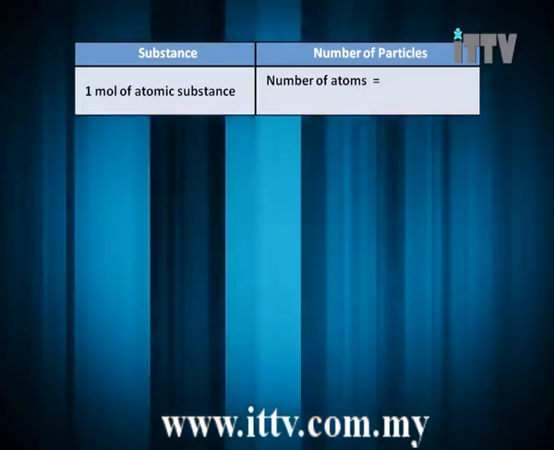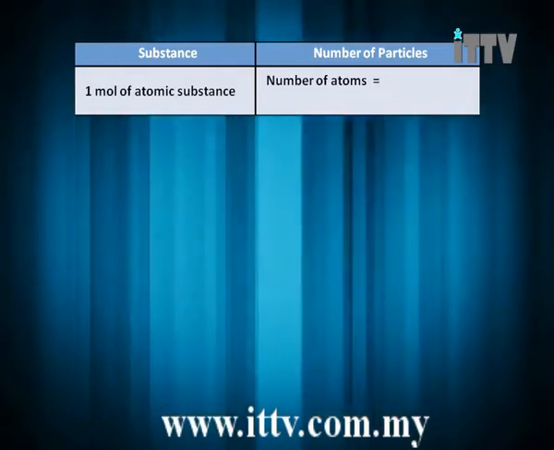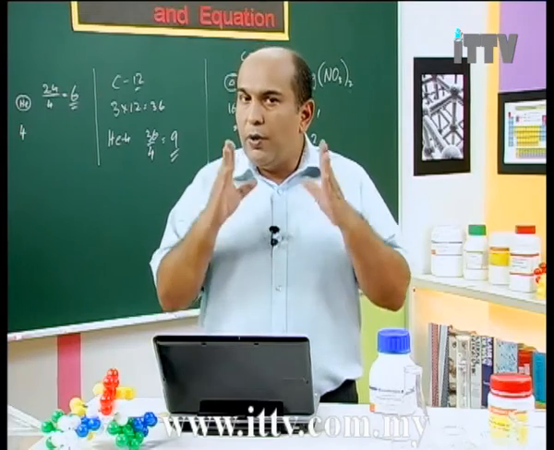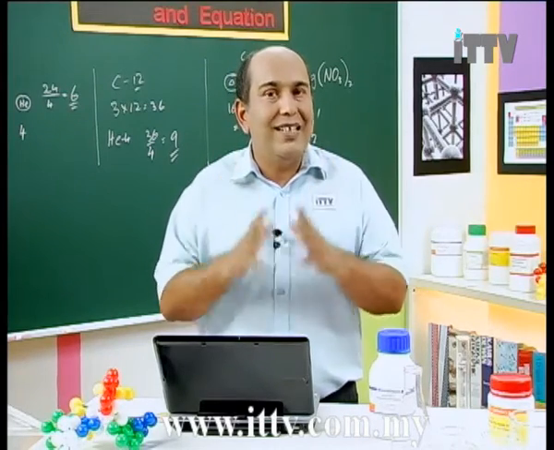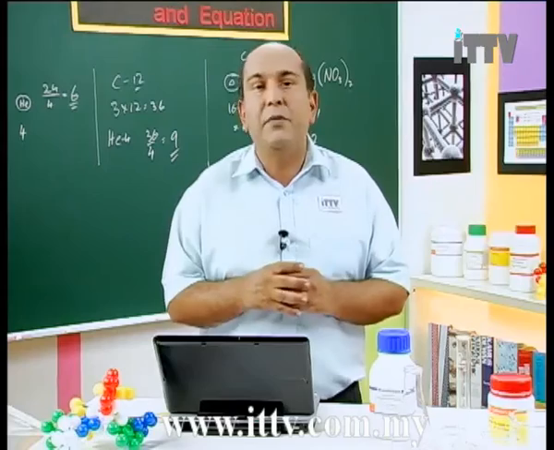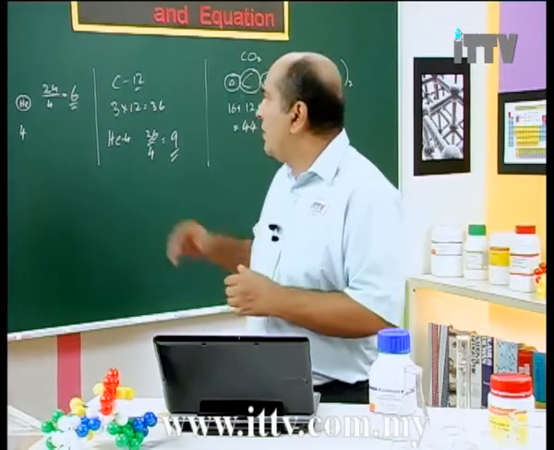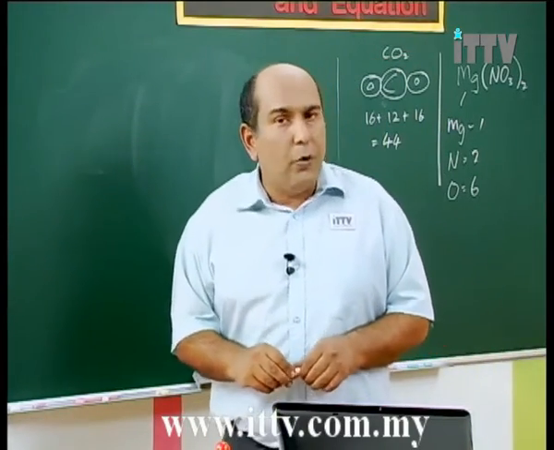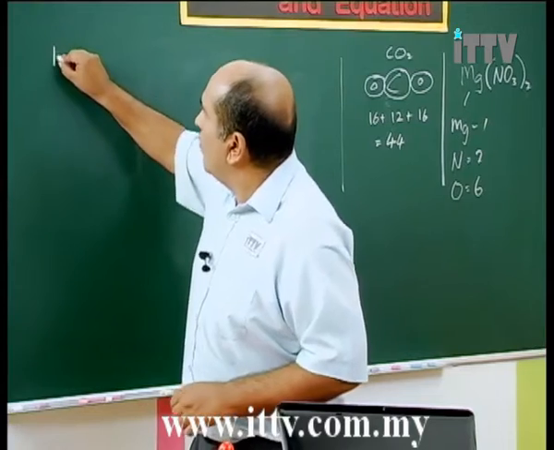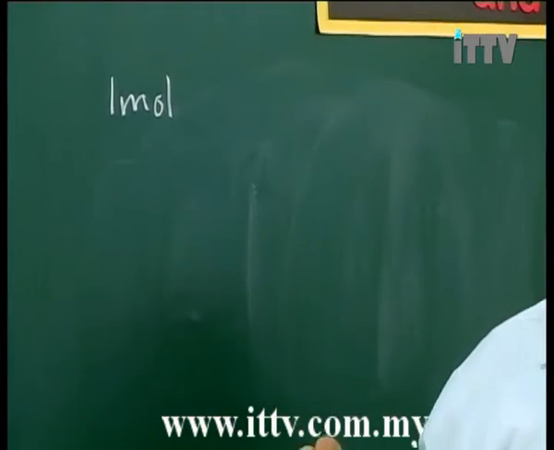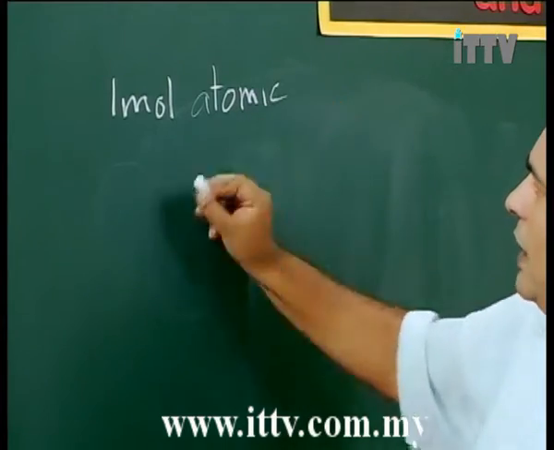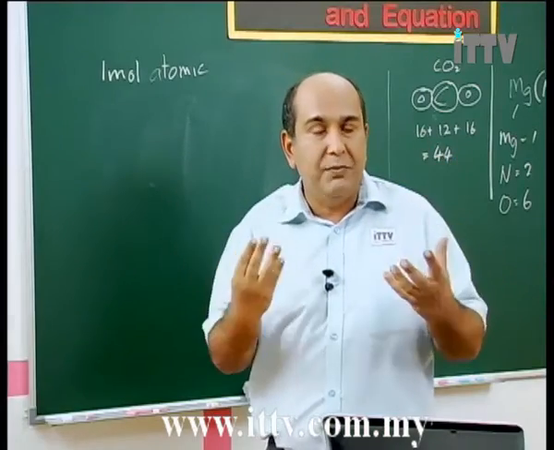1 mole of atomic substance, number of atoms. Right, now this is a bit tricky, so we're going to go through this slowly. What we want to do is be able to clearly work out the number of particles based on the statement that we are making. So I'm going to go up here and clean the board and then we'll start. So the first thing that we are saying is, in the first part, 1 mole of atomic substance. So we have 1 mole of atomic substance. So atomic, remember, they are just atoms by themselves.